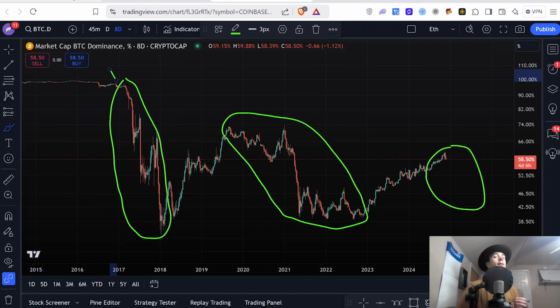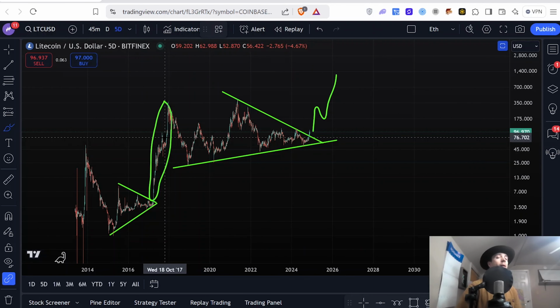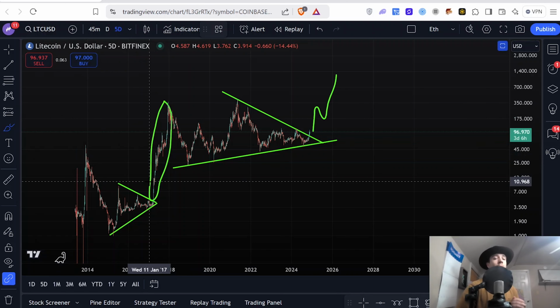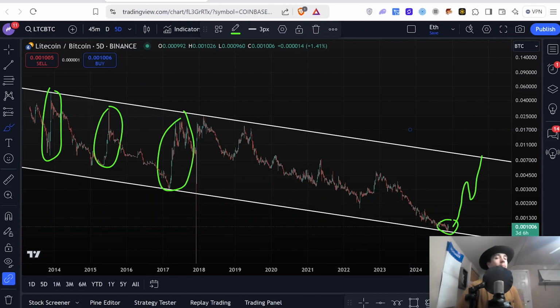So I really like this setup here with Litecoin. I think we have a lot more upside coming and a breakout very similar to what happened in 2017 as we broke bullish out of that triangle. So I love this setup a lot. Super excited about this coin.